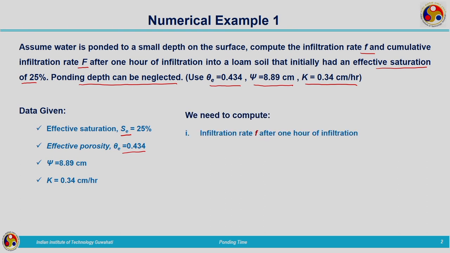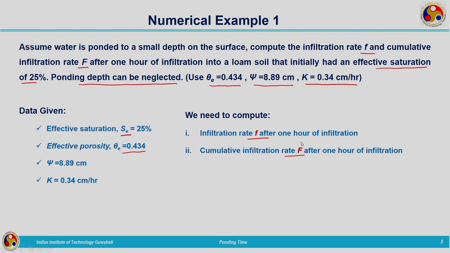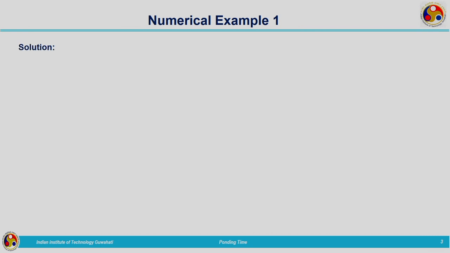Now we need to compute the infiltration rate f and cumulative infiltration F after 1 hour of infiltration. We are assuming a uniform intensity of rainfall for 1 hour, and we need to calculate the cumulative infiltration and infiltration rate corresponding to that time. From these data, it is very clear that we can make use of the Green-Ampt equation. We can start solving the example.